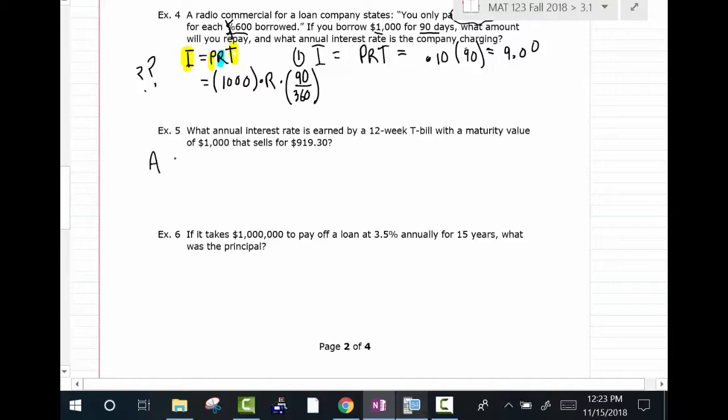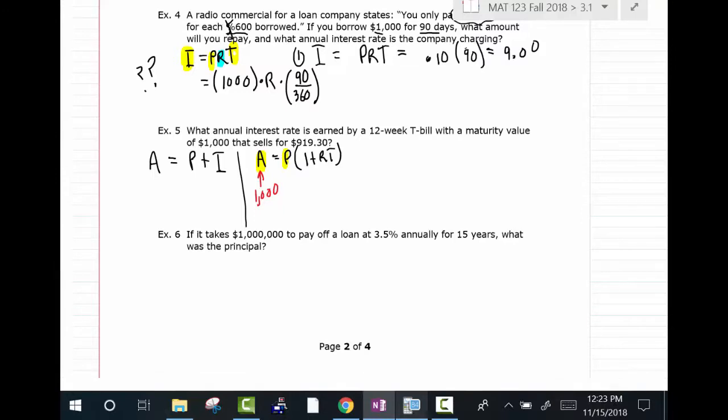So there are two formulas. The amount is the principal plus interest. We can use that formula, or we can use the other form, where the amount is P times 1 plus RT. We're going to use either one of those forms. Actually, on this one, you know this part right here. You know the amount, because that's the maturity value. So that is going to be 1,000, and we're going to put that in there. The principal we also know.